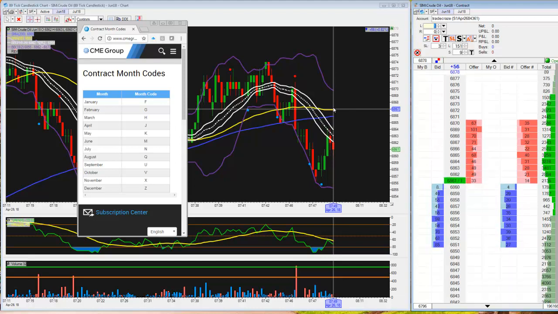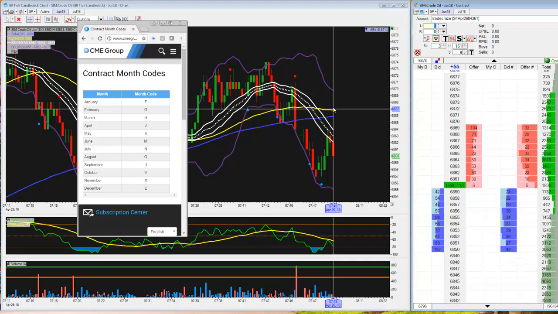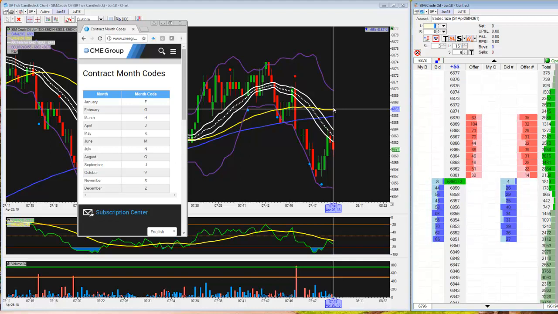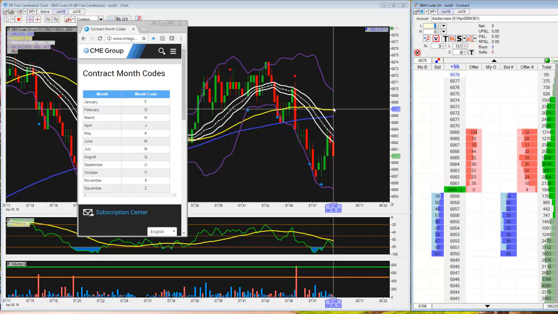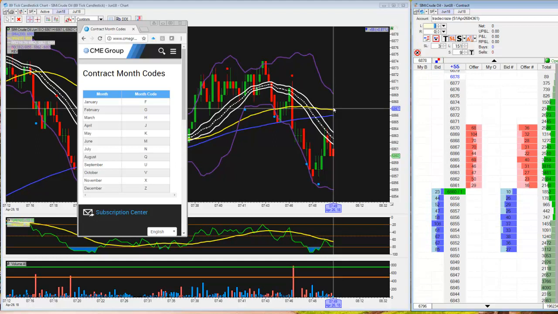And you're always trading the future, so that's why we're trading June, although we're not in June. We'll roll off of June in mid-May and move into July, which would be N.